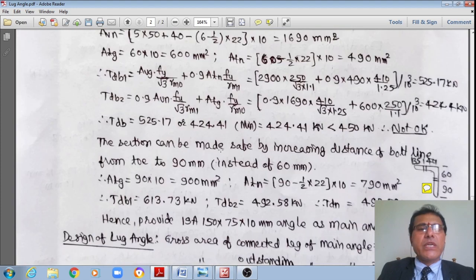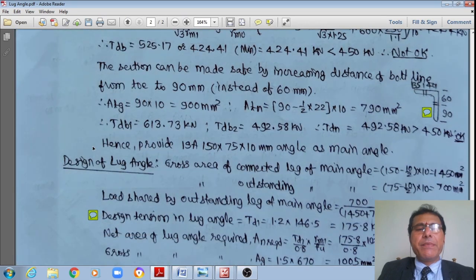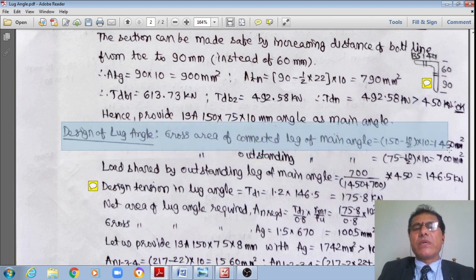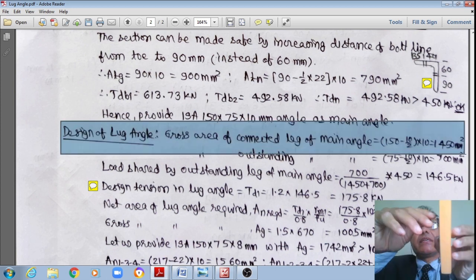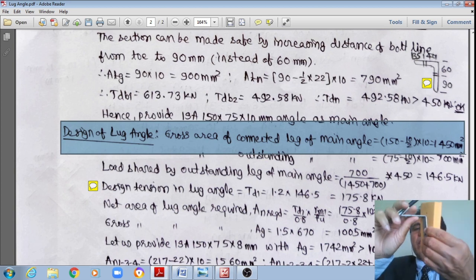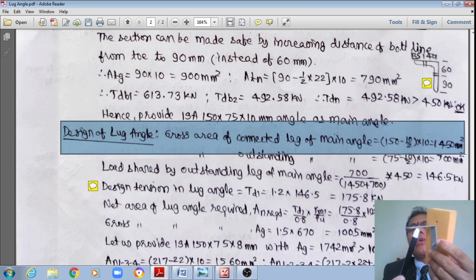Once I do that, now I need to design the lug angle, because it is already concluded that design of the lug angle is required. Therefore, now I'll initiate the design of the lug angle. Let me calculate the gross area of the connected leg of the main angle. The connected leg is 150 mm, from which I deduct half the thickness, 10 by 2 multiplied by its thickness of 10 mm.